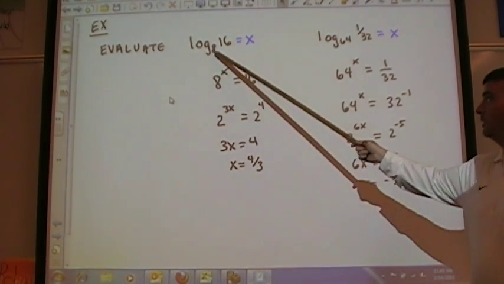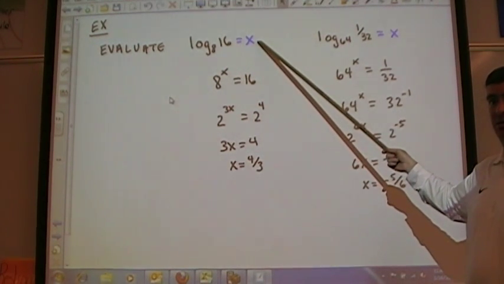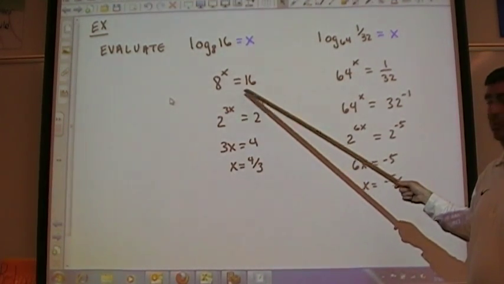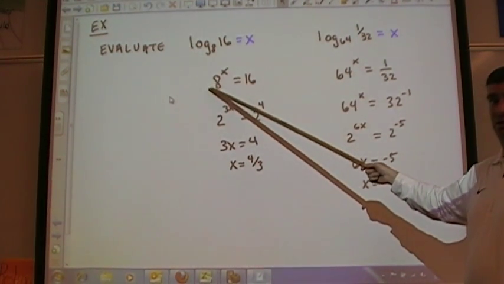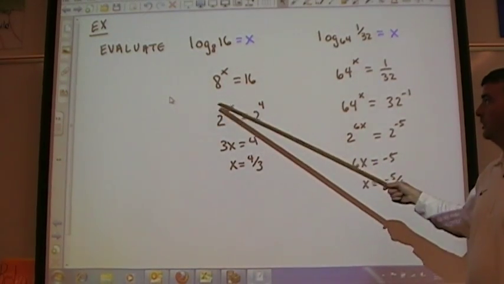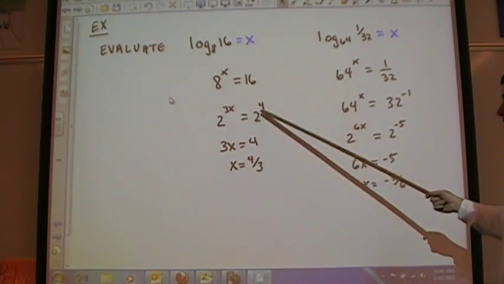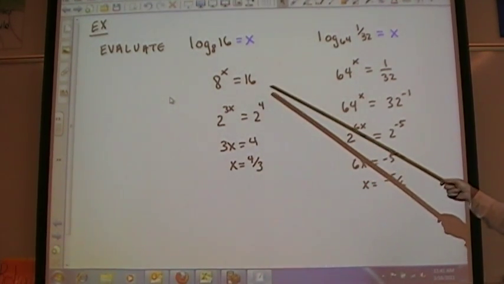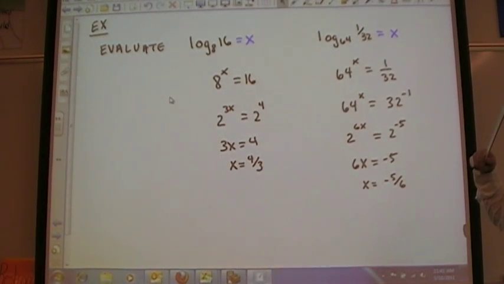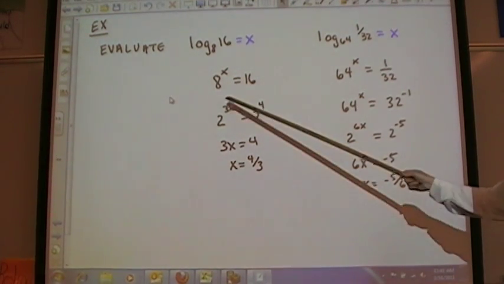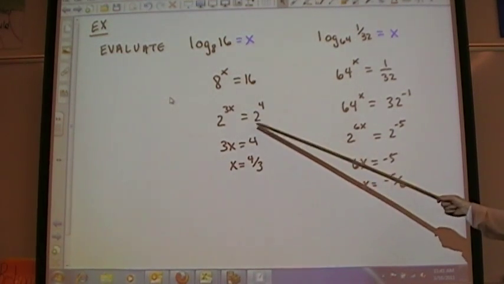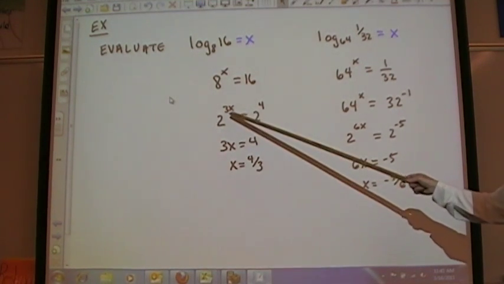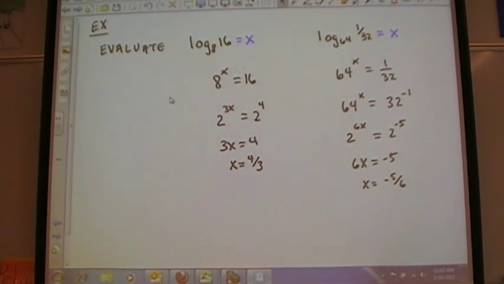Using our definition, we know that, changing it to exponential form, 8 to the x must equal 16. Then from there, what common base do 8 and 16 have? 2. Because 8 is 2 cubed, 16 is 2 to the 4th. Once you get the base numbers to be the same, you can set the exponents equal. Question? Why did you get 2? Because 8 is 2 cubed. 16 is 2 to the 4th. Right? Okay, once the bases are the same, set the exponents equal and solve for x. Does that make sense? Yes.